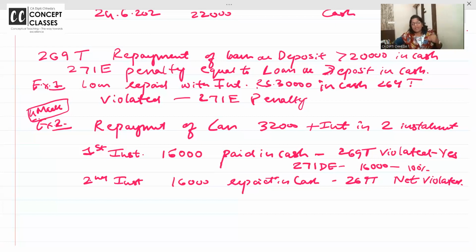Even banks cannot repay in cash, huh? They can put it in your saving and current account. Acha, can we pay to the bank?